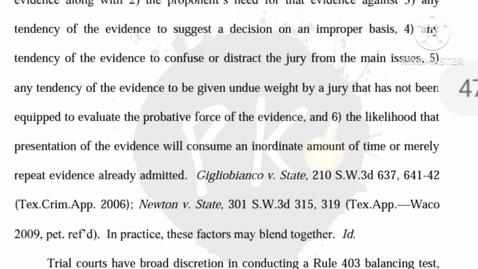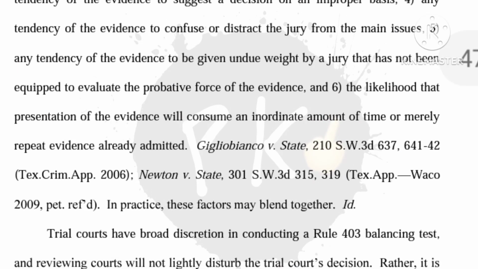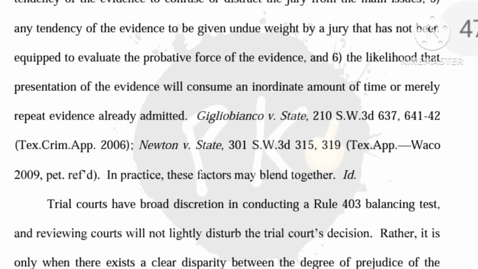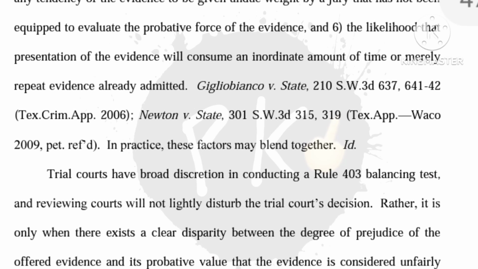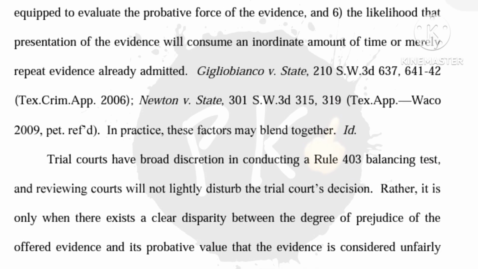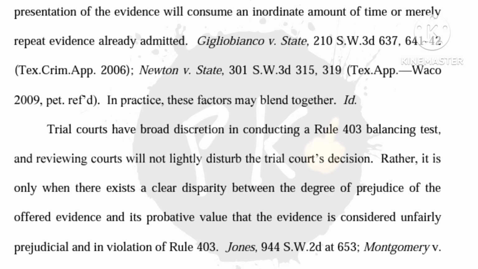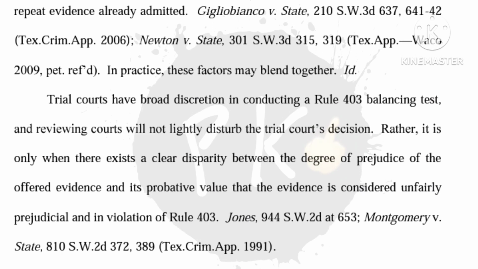[Then other references.] In practice, these factors may blend together. Trial courts have broad discretion in conducting a Rule 403 balancing test, and reviewing courts will not lightly disturb the trial court's decision. Rather, it is only when there exists a clear disparity between the degree of prejudice of the offered evidence and its probative value that the evidence is considered unfairly prejudicial in violation of Rule 403.